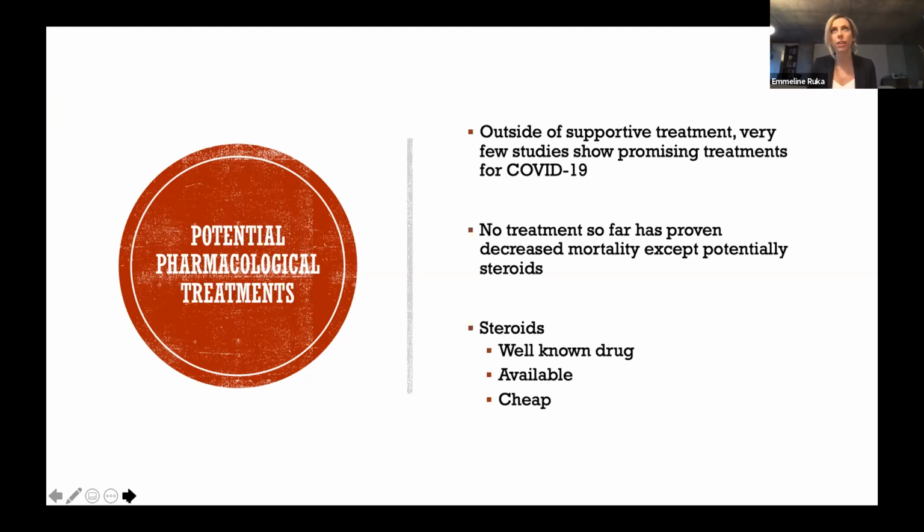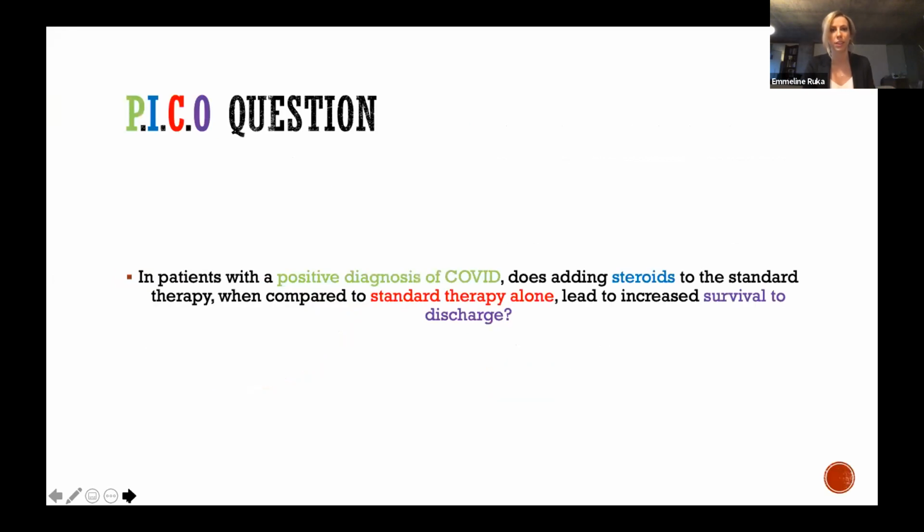And if there is one medication I think we would love to work, it's the steroids. Why? Because we know this drug, we use it for so many things, it is broadly available, and it's a cheap drug. So that would be a great drug to work for COVID. That being said, my PICO question was: in patients with a positive diagnosis of COVID, does adding steroids to the standard therapy, when compared to standard therapy alone, lead to increased survival to discharge?